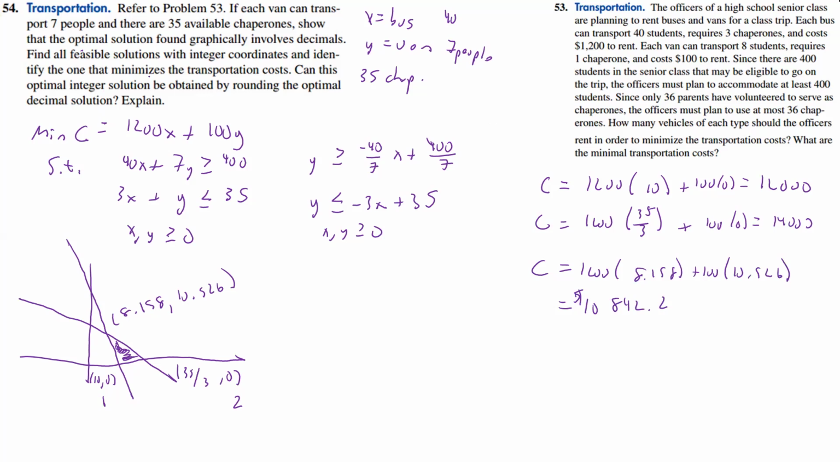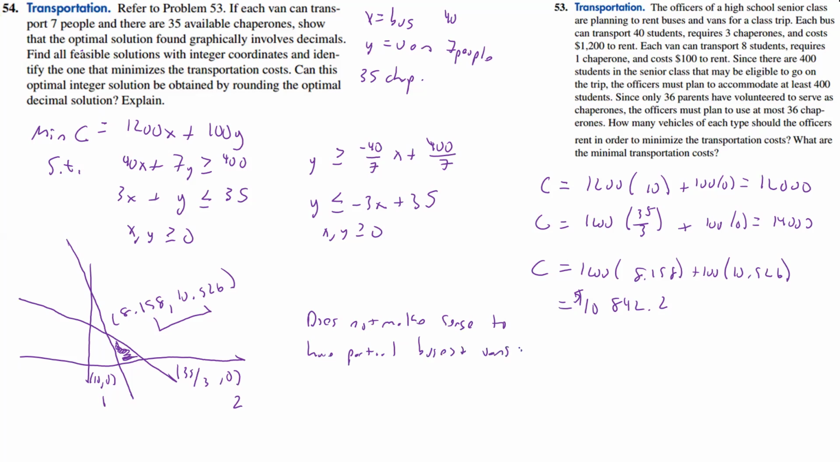Now, do these make sense? It says, can optimal integer solutions be obtained by rounding the optimal decimal solutions? Well, these are not going to make any sense because you're not going to be able to get the right x's and y's. Those are buses and vans. Can you have an 8.158 van or a 10.526 van or even the 35 thirds van? Not really. So it doesn't make sense to have partials. So let's write that down. Does not make sense to have partial buses and vans.